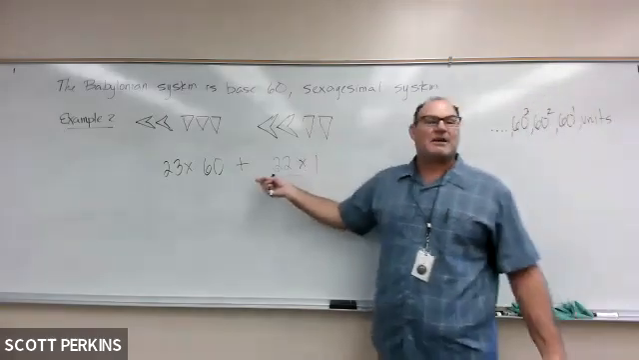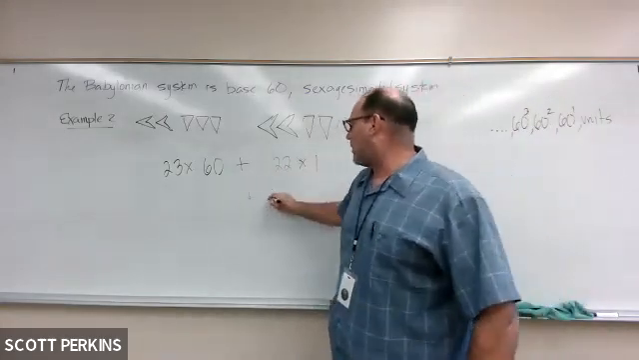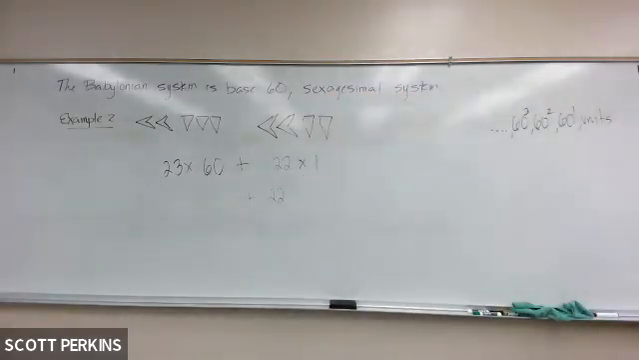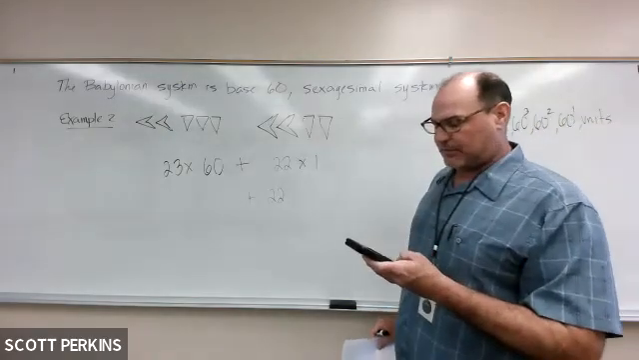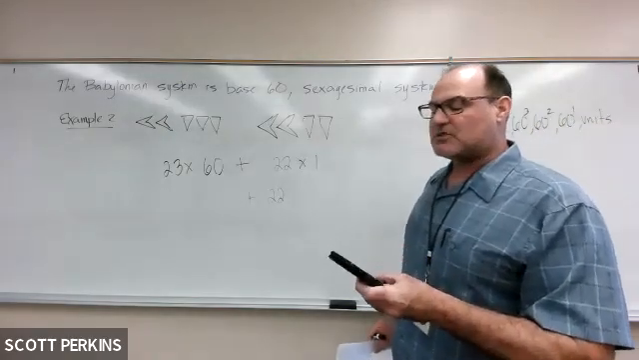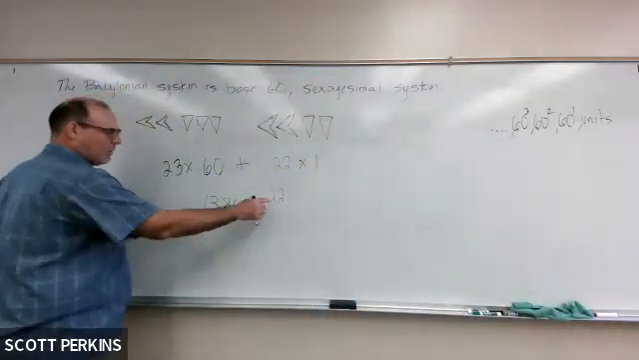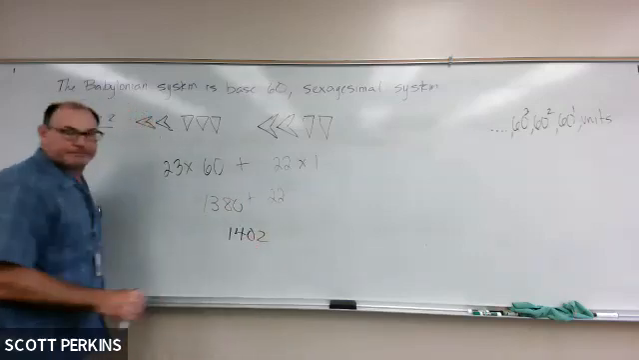So now you're just going to use your calculator to figure the rest of this out. 22 times 1 is 22. 23 times 60, I don't know, it's still a little too early in the day to do that without our good friend the calculator. So 23 times 60 turns out to be 1,380. And when I add those two things together, I get 1,402.